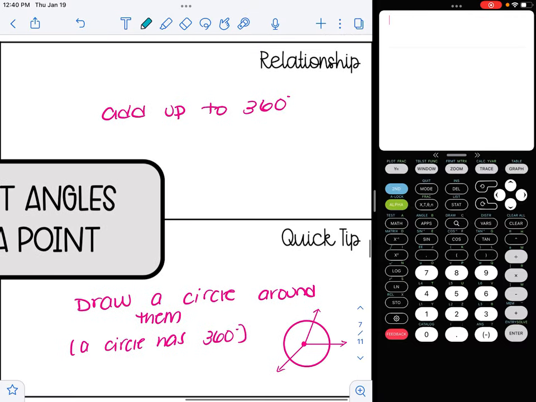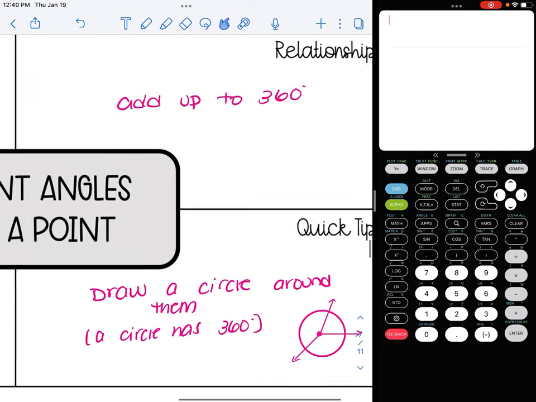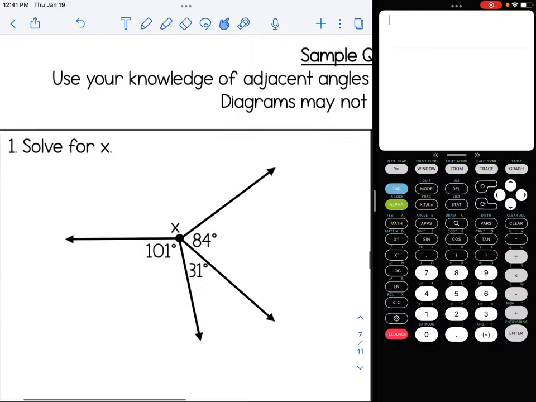The relationship is adjacent angles about a point add up to 360 degrees. And a quick tip to help us remember that is to draw a circle around them. This works because we know that a circle has 360 degrees. So that's our reminder that our sum is 360. So let's take a look at some problems utilizing this new angle relationship.